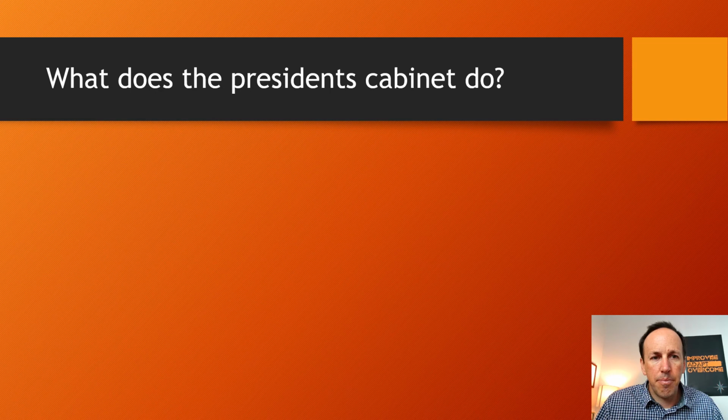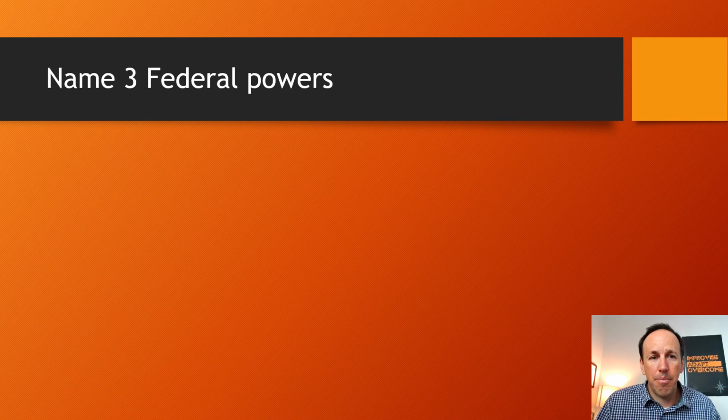What does the president's cabinet do? These people advise the president. They don't make laws, because the Congress makes laws. The president's cabinet just advises the president on different ideas and different policy ideas.